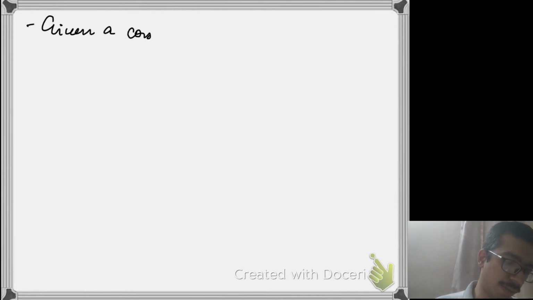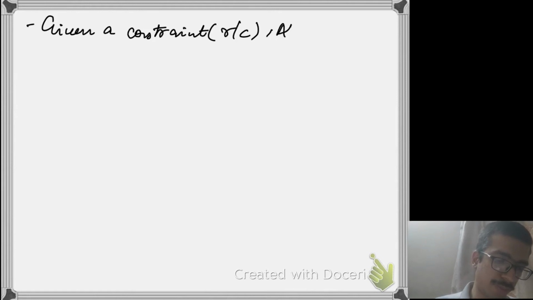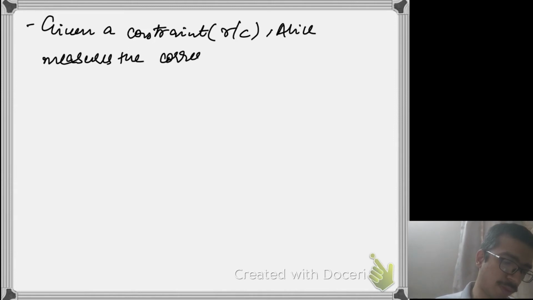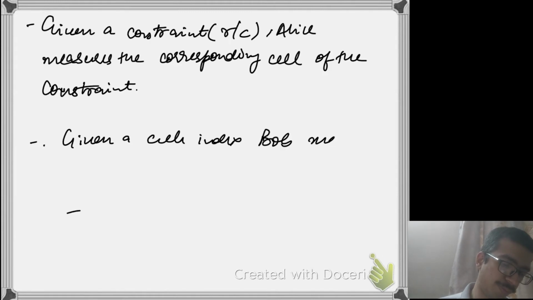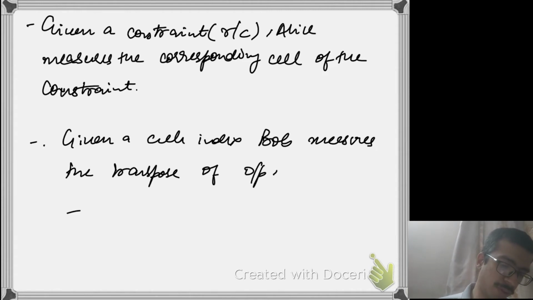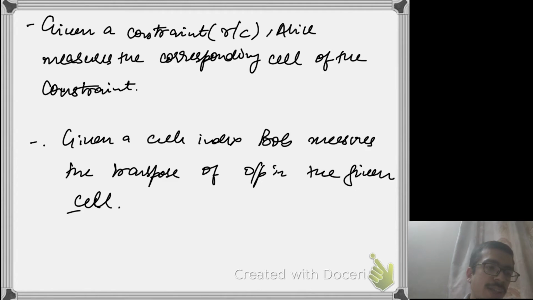Okay, and given a constraint, which could be either a row or a column, Alice measures the corresponding cells of the constraint, and given a cell index, Bob measures the transpose of the operator in the given cell. Okay, and we have seen that they win deterministically.